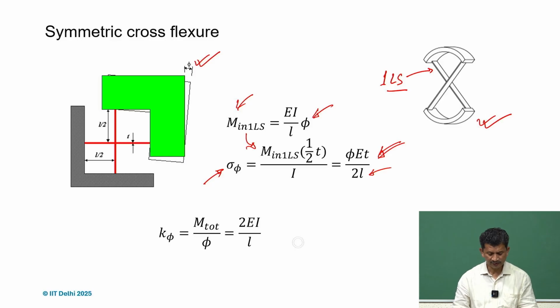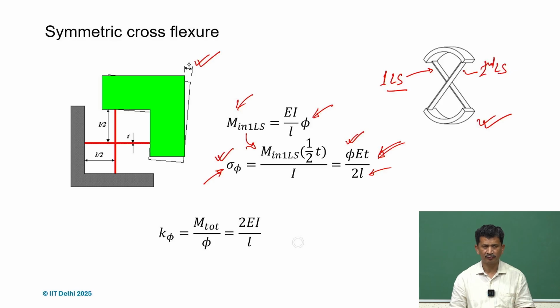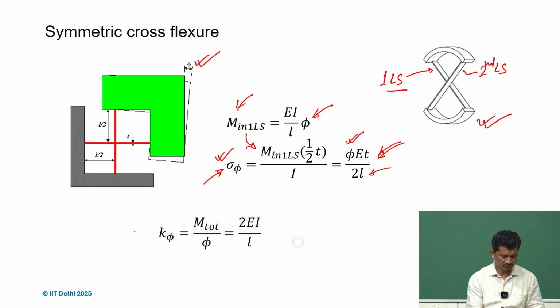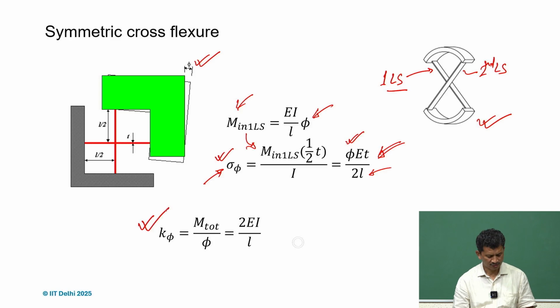What happens in this case? Yes, so sigma, the stresses, and phi are related, and this is for the second one also. The second leaf spring will have the same deformations, right? So it will also go to the same extent. But what happens to the rotational stiffness, the overall rotational stiffness?